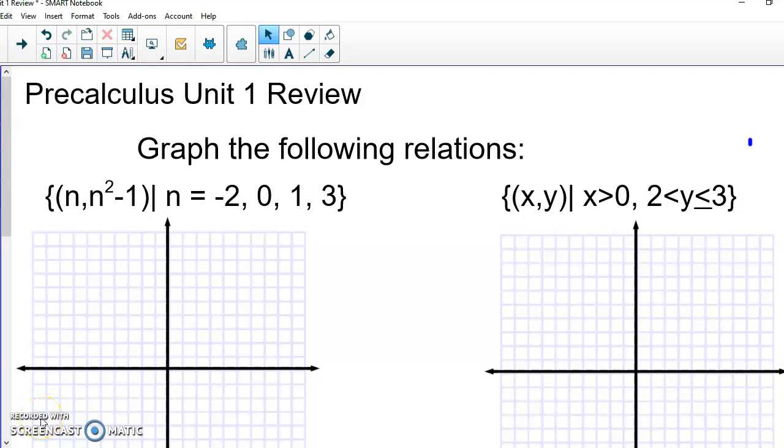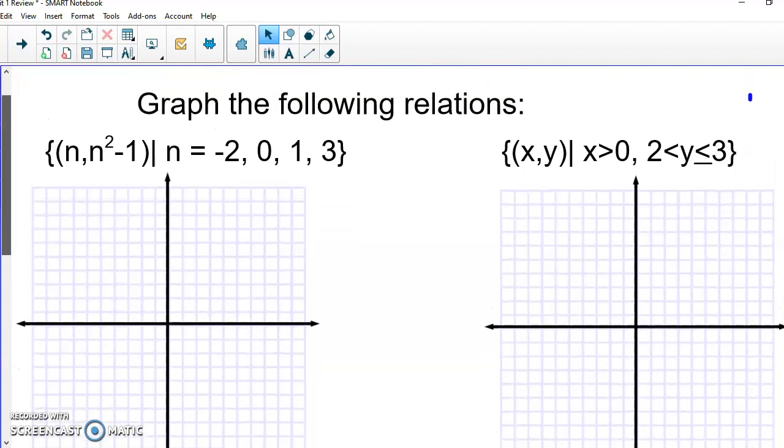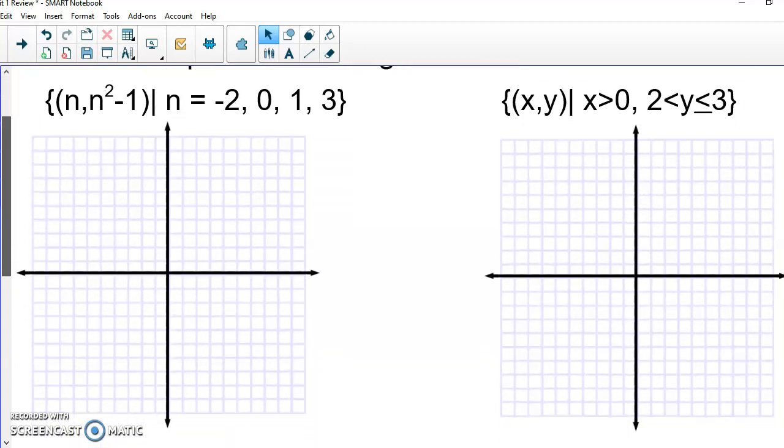Take a little time to review some of our Unit 1 concepts that we saw in our past, just to refresh our memory and also prepare for our upcoming assessment over the first unit's concepts. So I'd like to take a little bit of time to look at one of the concepts we looked at a while ago, and that is graphing relations.